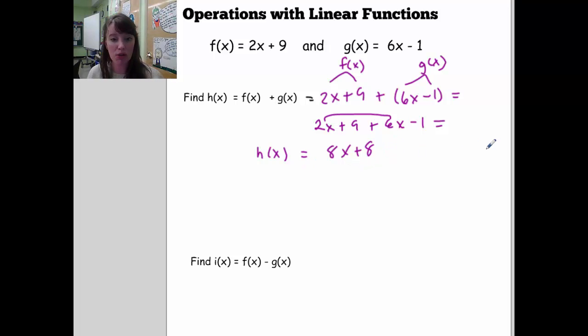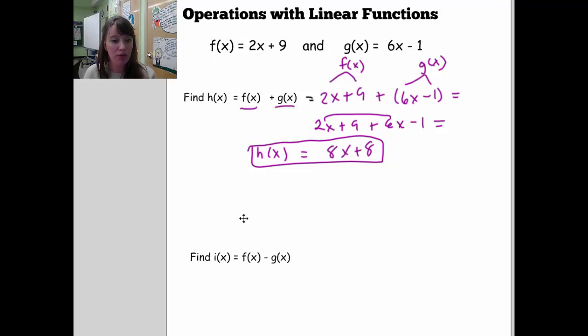So that's all we're learning today: given two functions, how to create a new function. We're going to use multiplication and addition and subtraction today. Okay, so this h of x is just equal to 8x plus 8, because it's just taking f of x and adding it to g of x. All right, let's say that I wanted to create another function, i of x, but I want to subtract the two functions.